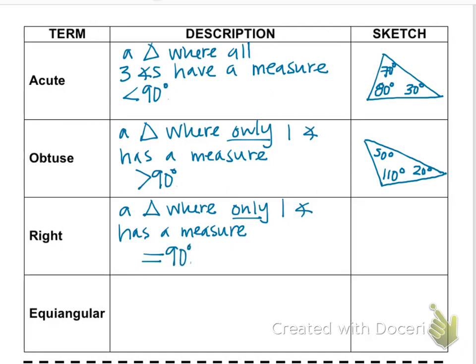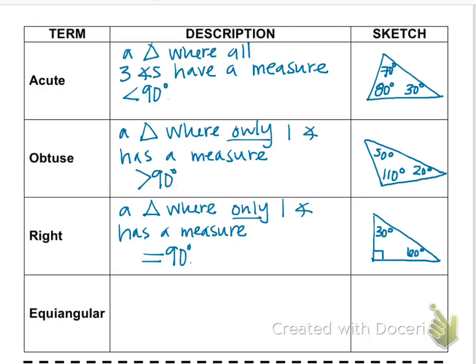If we were to sketch a right triangle, the right angle is always denoted with that little square. And if that's 90 degrees, so that all 3 angles add up to 180, the other 2 angles have to add up to 90, which also means they have to be acute. So 2 numbers that add up to 90, for example, could be 30 degrees and 60 degrees.